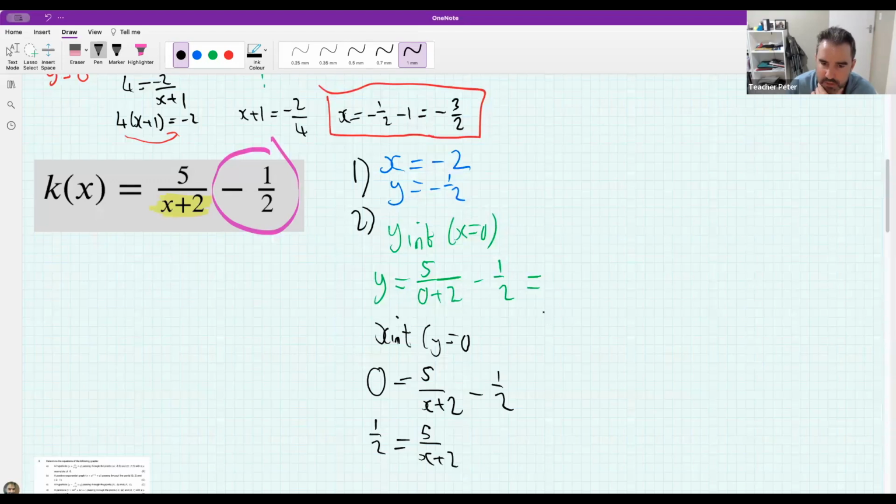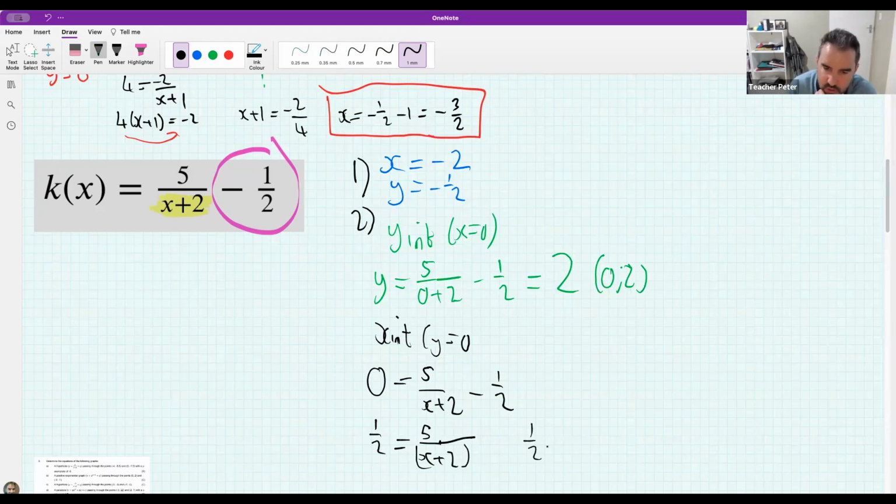Okay, let's see what we get. So for my y-intercept, I get 5 over 2, which is 2.5, minus a half. So this is 2. So the y-intercept would be (0, 2) if you want the whole point. The x-intercept, I haven't finished, but I moved the half across.